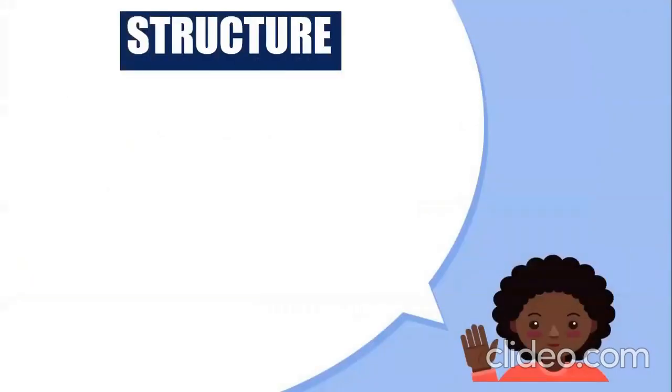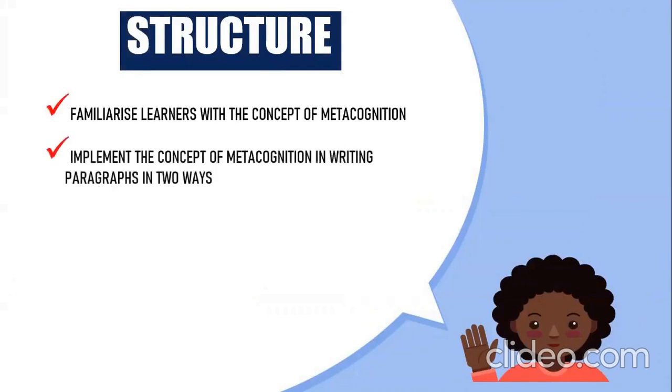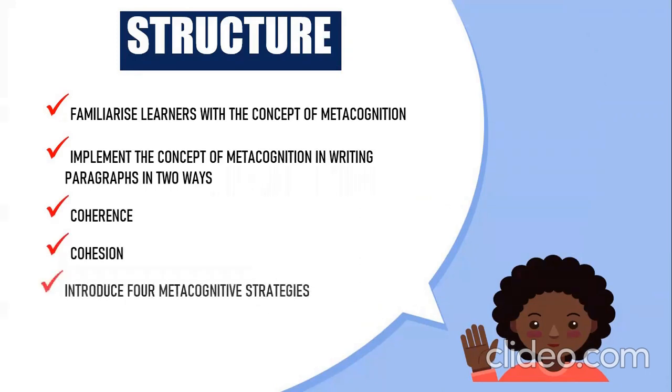So let me now take you to the structure of my presentation. Today I'll be familiarizing you with the concept of metacognition. Then I will implement the concept of metacognition in writing paragraphs in two ways. First, I will talk about coherence, that is organizing ideas on the overall paragraph level, and then cohesion, organizing ideas at the sentence level. And I will also be introducing 4 metacognitive strategies.